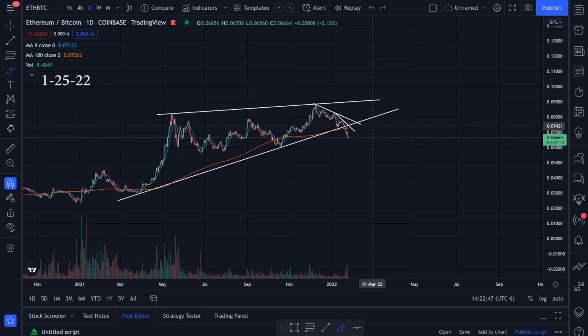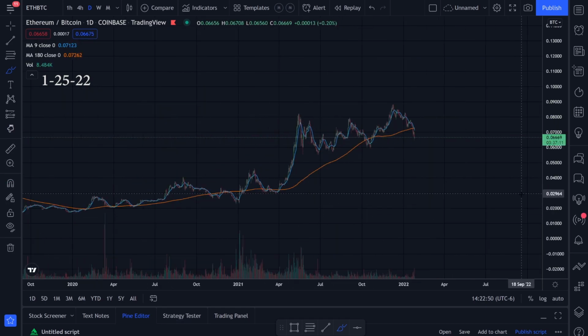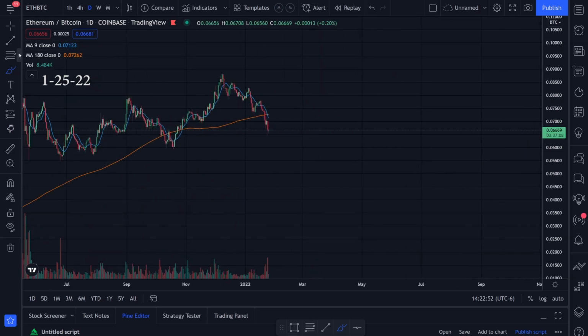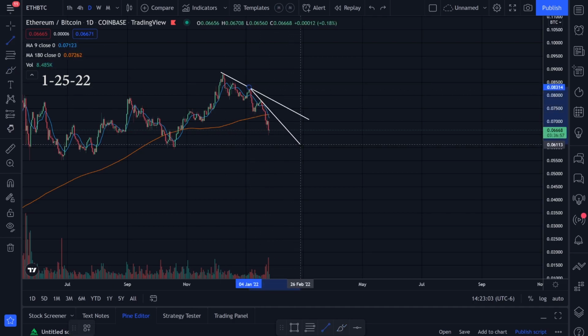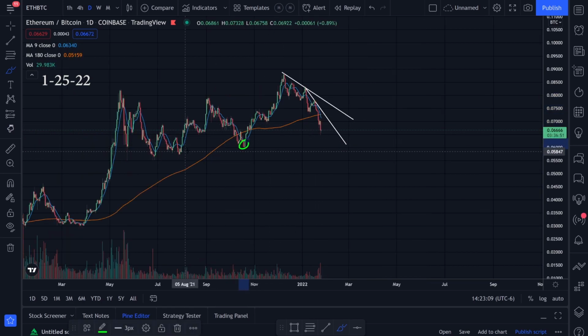I was watching this trend line and we did get a breakout. The things I'm watching right now are, let's go ahead and just delete everything and I'll show you what I'm focusing on. We have resistance right here, resistance right here. Let's do a downtrend, something like this. And then we had resistance. Let's do another downtrend right here.